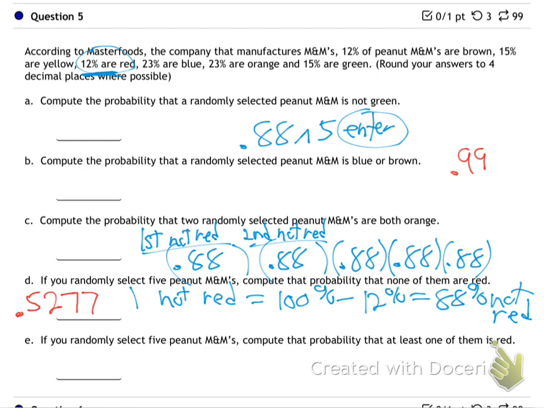All right, let's move on with E. E says, if you randomly select 5 peanut M&Ms, what's the probability that at least one of them is red? So now you're reaching in, grabbing 5, and you want to know the chance that at least one is red. What's that? Or at least one is red. If we did "or", at least one means 1 is red, or 2 are red, or 3 are red, or 4 are red, or 5 are red. We could do that, but it'd be a lot of work. There's an easier way.